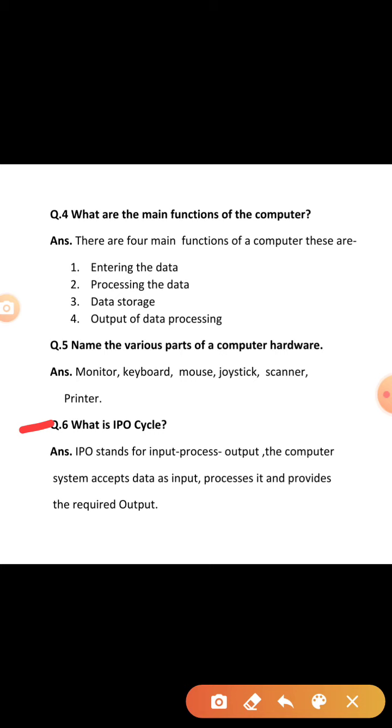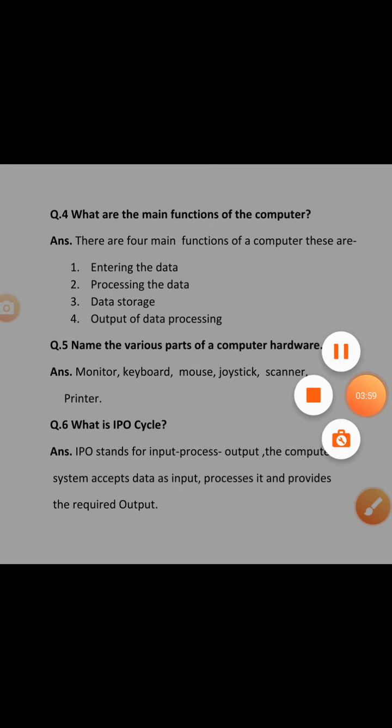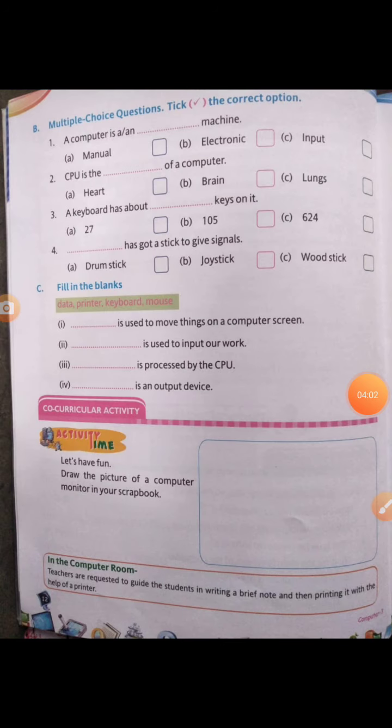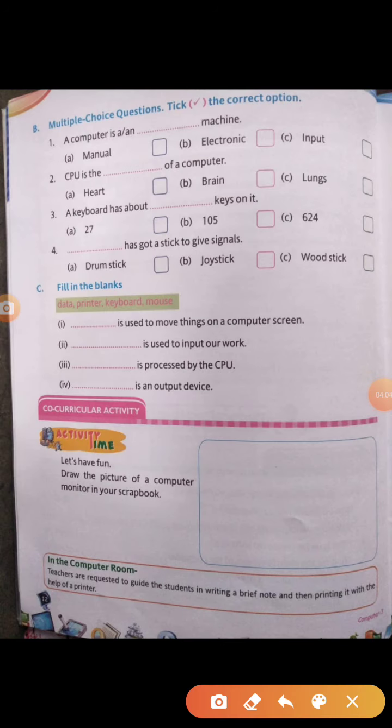Have you done, students? Next, page number 12. B. Multiple choice questions. Tick the correct option. Students, you will do it in the book. First, a computer is an dash machine. Here three options are given. One is correct. The correct option is B, electronic. A computer is an electronic machine.